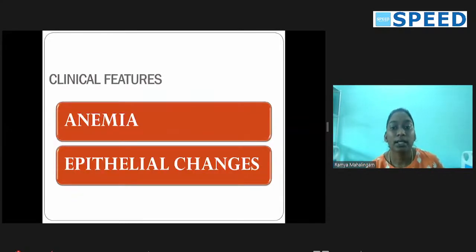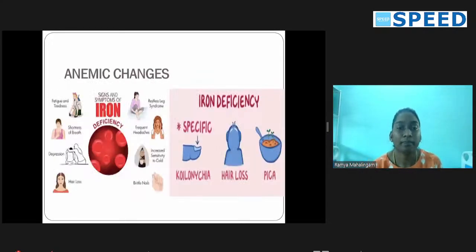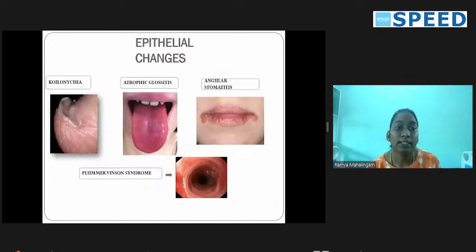Clinical features: it can be a proper anemia, which we saw till now, or it can be some epithelial changes alone. The anemic changes we have discussed already. So there are nail changes, atrophic glossitis, and angular cheilitis. Atrophic glossitis and angular cheilitis are important oral findings for anemia. We can easily find out the patient is anemic just by seeing their oral cavity.